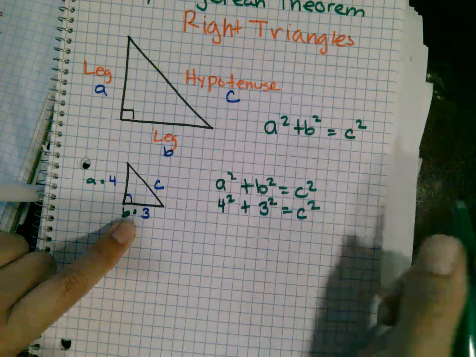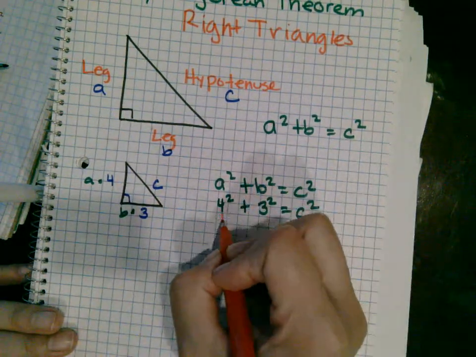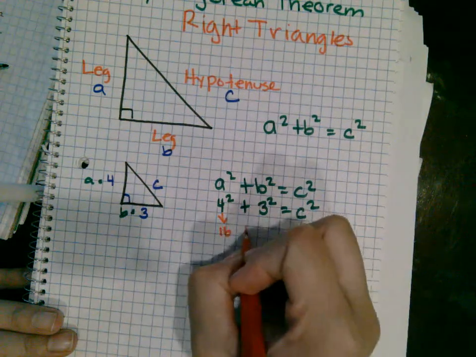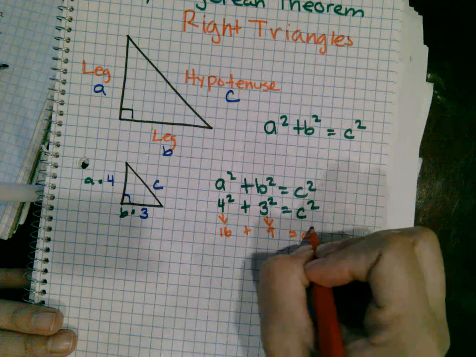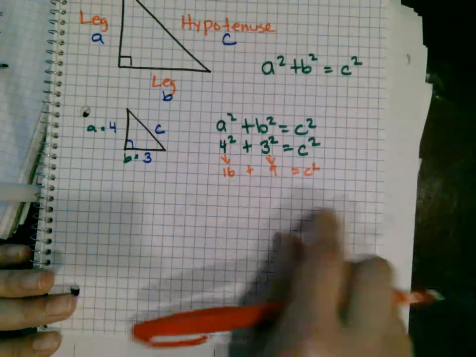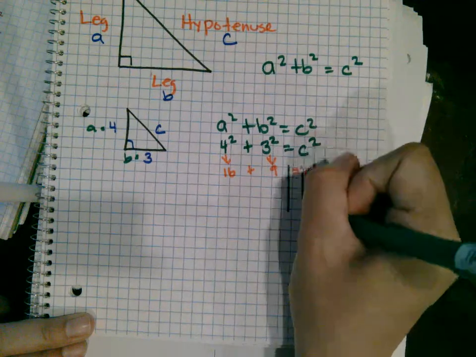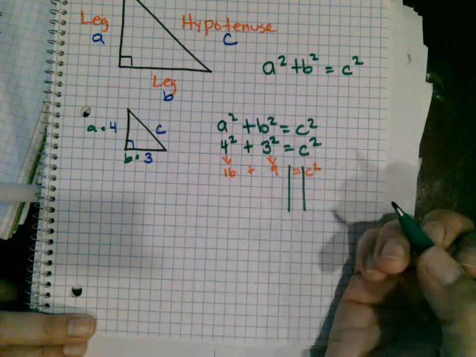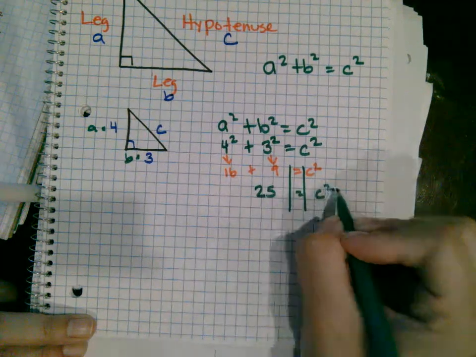Okay, so then you do the math. You have the table from Monday, right? So what's 4 squared? 16. Plus what's 3 squared? 9. Is equal to c squared, right? So now we're going to draw our bars. Okay, what's 16 plus 9? 25 is equal to c squared.